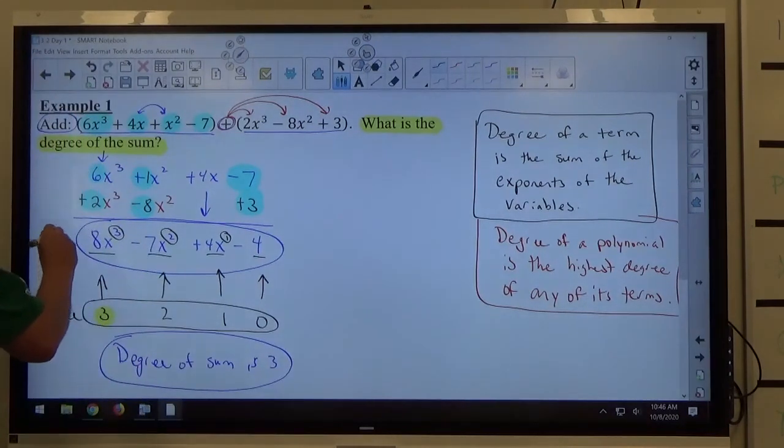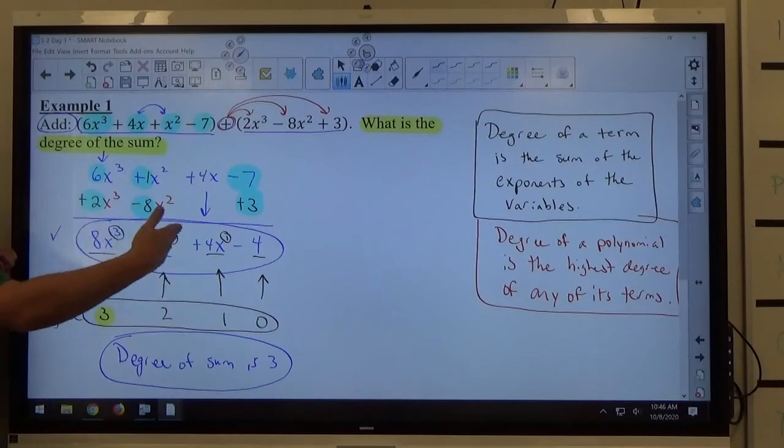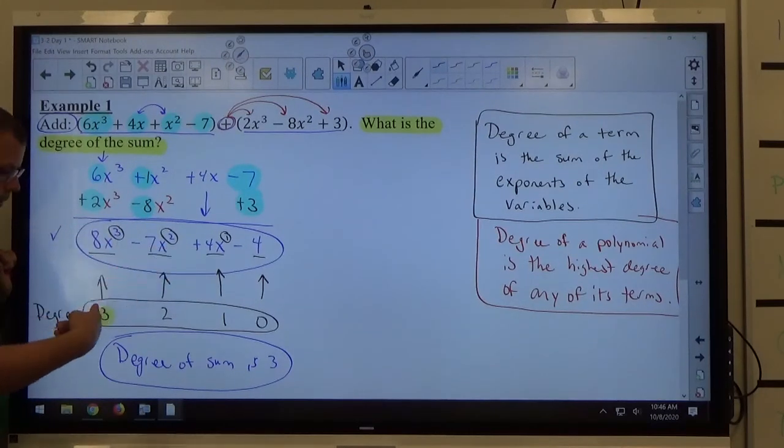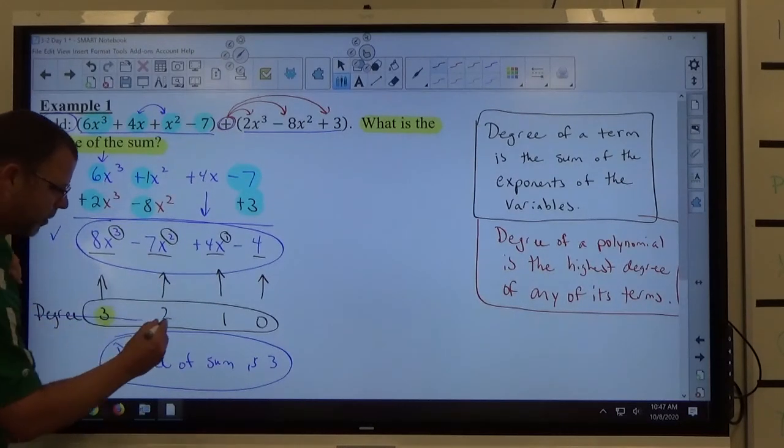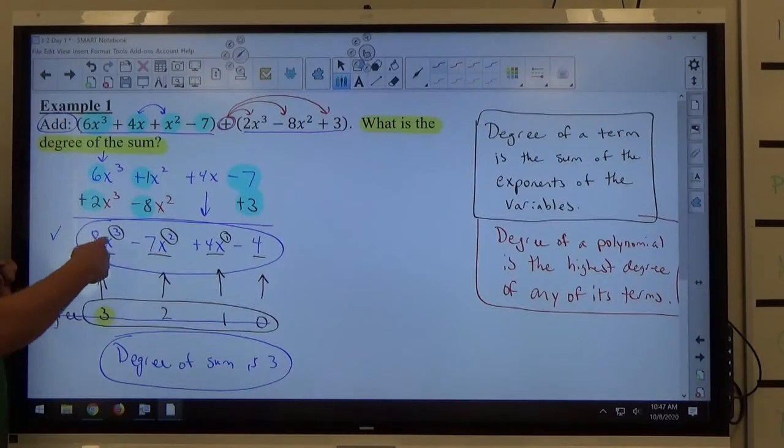How do you get that again? You just said the highest one? Yeah, once you find each individual one, 3, 2, 1, and 0, whatever the highest number is, that's the answer. So you're looking for the degree. Zach, if I was doing this problem, I wouldn't even have this written on my paper. I would mentally find each degree, 3, 2, 1, 0, 3 is the biggest, the degree is 3.